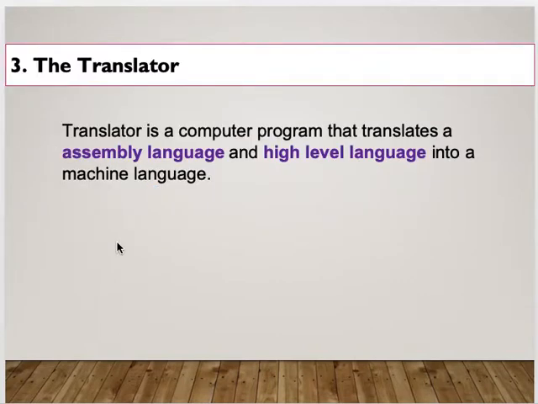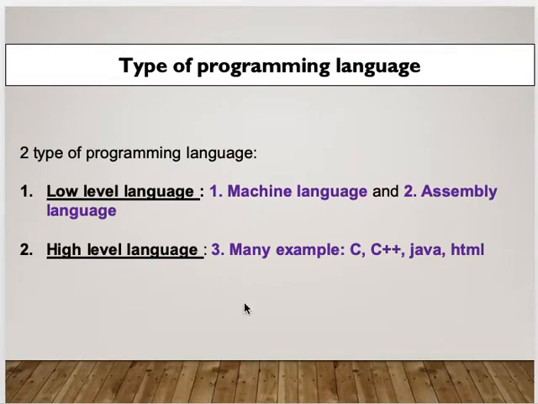The last one is a translator. So what is a translator? Translator is a computer program or a software or an application that be able to translate or convert assembly language and a high level language into a machine language. So before we can understand what is a translator, we have to know what is a type of programming language. There are 2 types of programming language: low level language and high level language.